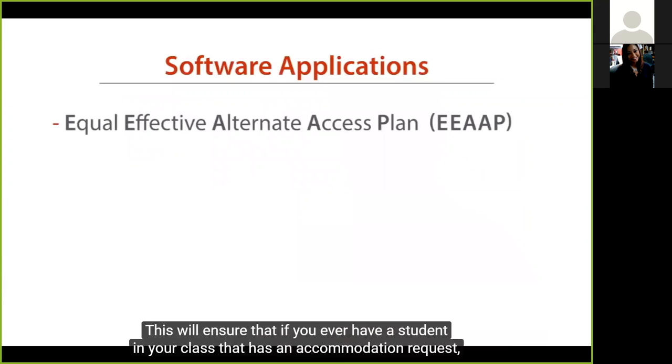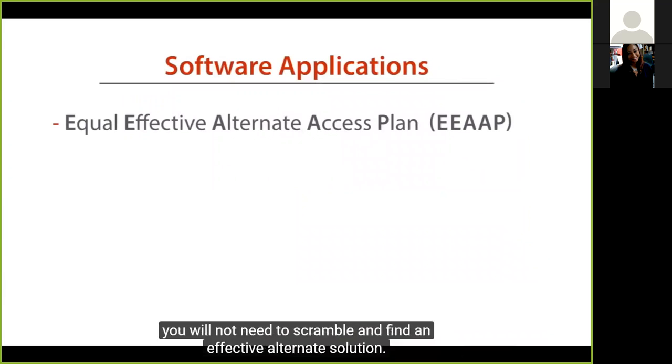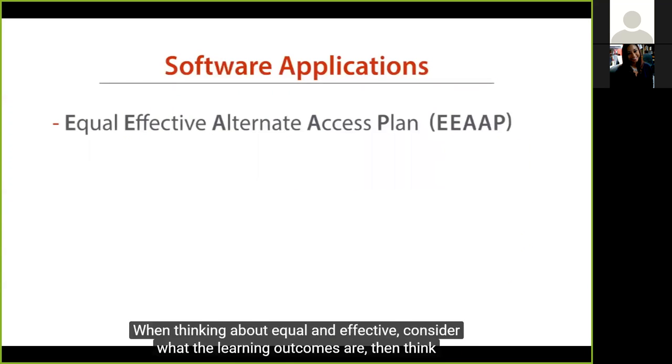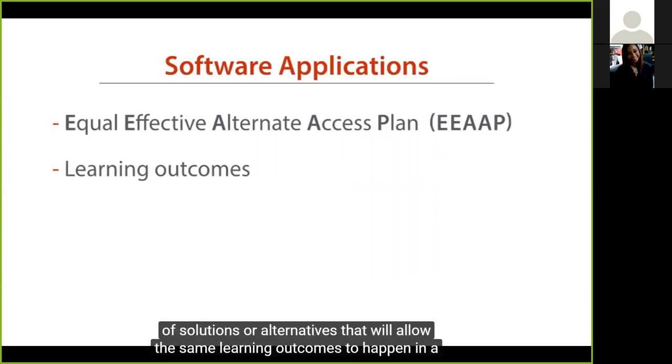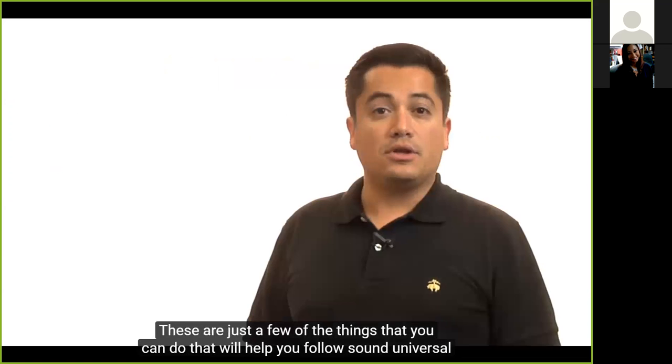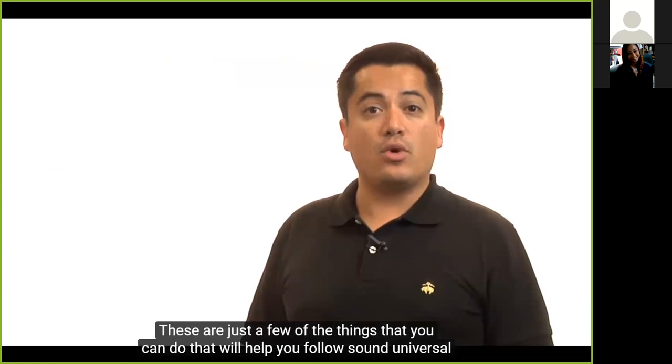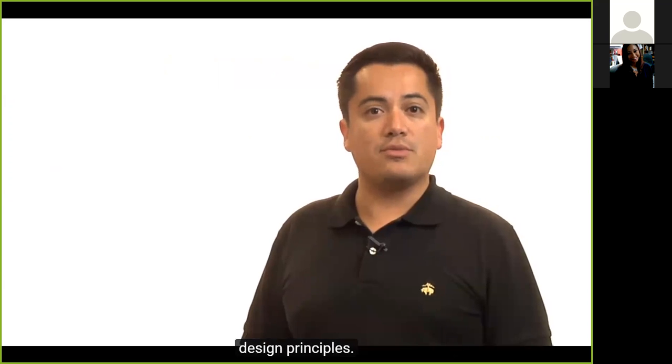This will ensure that if you ever have a student in your class who has an accommodation request, you will not need to scramble and find an effective alternate solution. When thinking about equal and effective, consider what the learning outcomes are. Then think of solutions or alternatives that will allow the same learning outcomes to happen in a different way. These are just a few of the things that you can do that will help you follow sound universal design.